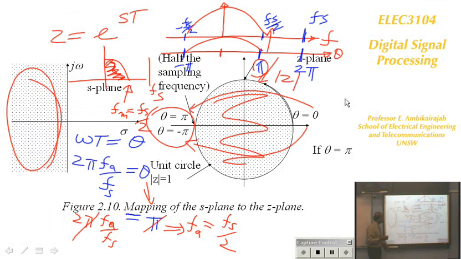Is that clear, or is it difficult? Concepts come in little by little. It's not easy. A lot of students find it difficult to relate the analog frequency and the digital frequency. All I'm saying to them is, use this formula. If you know a value here, substitute it in here, you get the digital value. If you know the digital value, substitute here, you get the analog value. Okay?